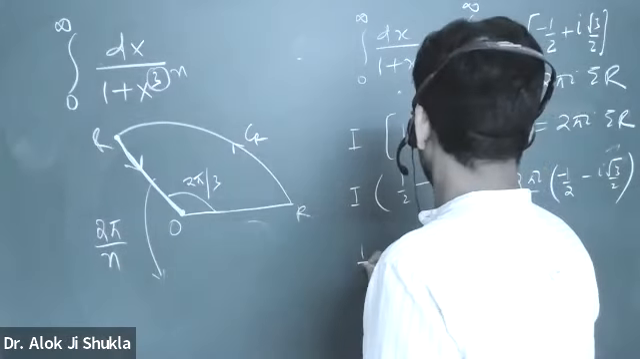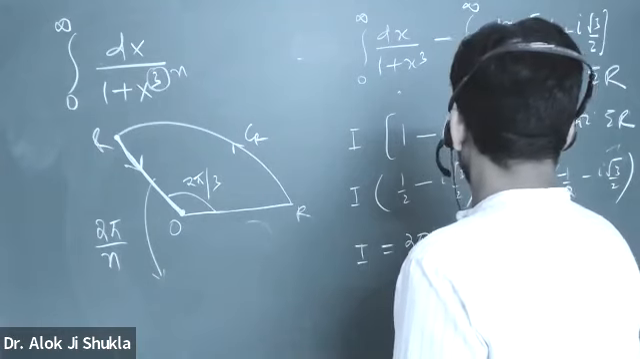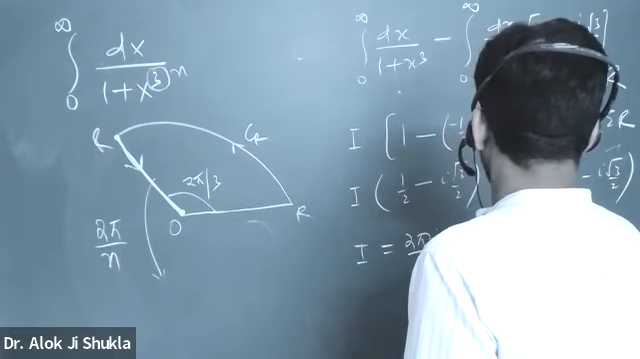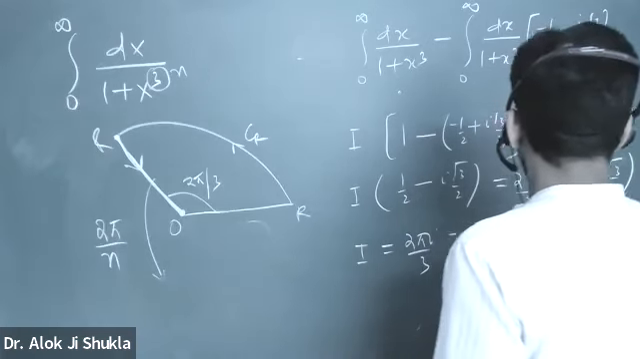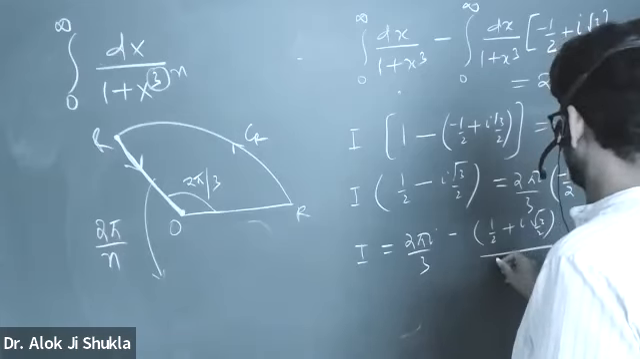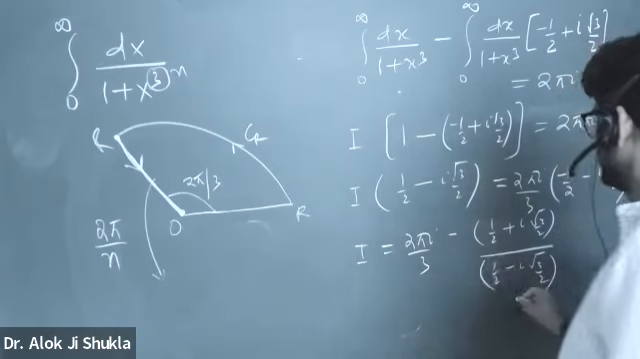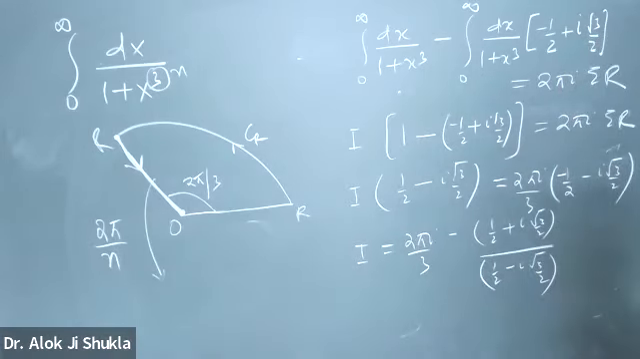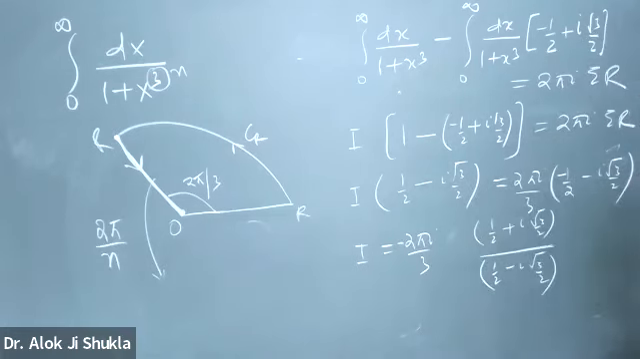So it will be 2 pi i by 3 into minus half plus i root 3 by 2 upon half minus i root 3 by 2. Rationalize this quickly.